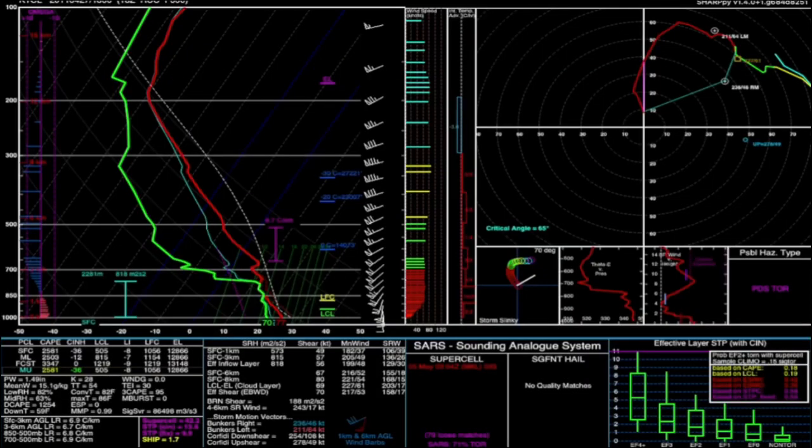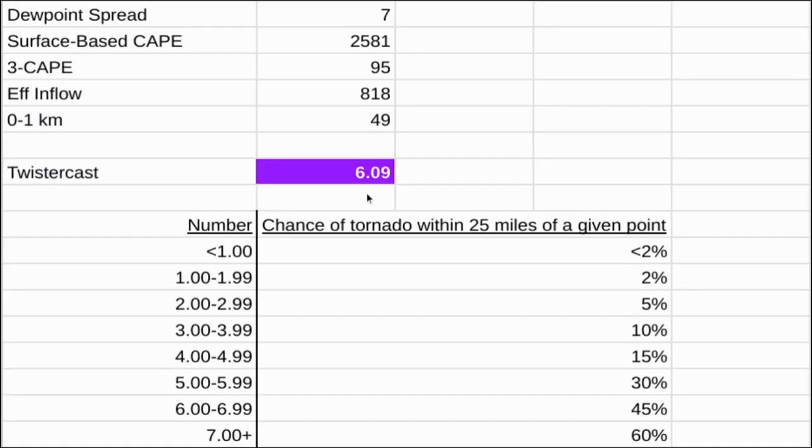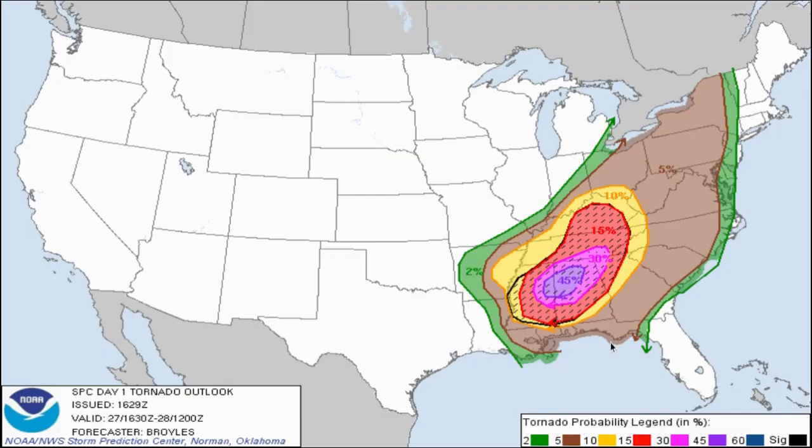For our fifth and final example, we have the 2011 super outbreak, the largest tornado outbreak in history with over 200 tornadoes occurring in one day. This sounding is from the city of Tuscaloosa, Alabama, which was hit by an EF4 tornado that day. After plugging in the numbers, we get a 6.09, which would land us in the 45% risk area. And sure enough, that is exactly what the National Weather Service predicted as well.